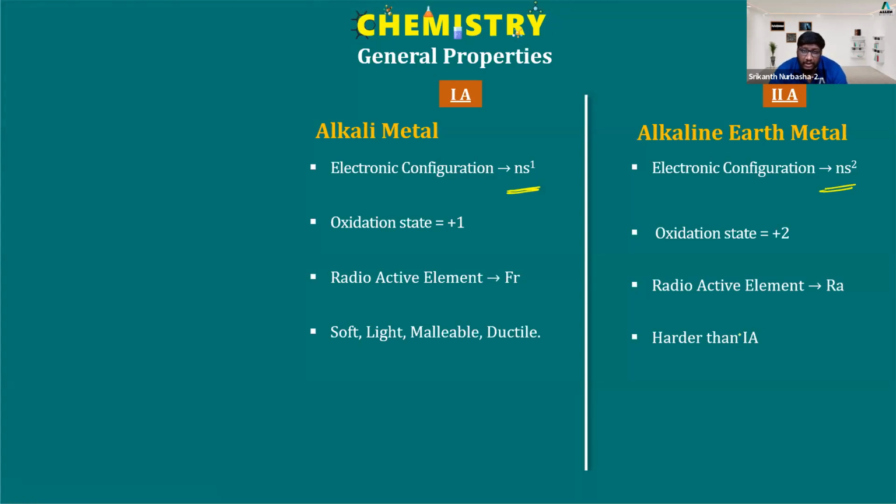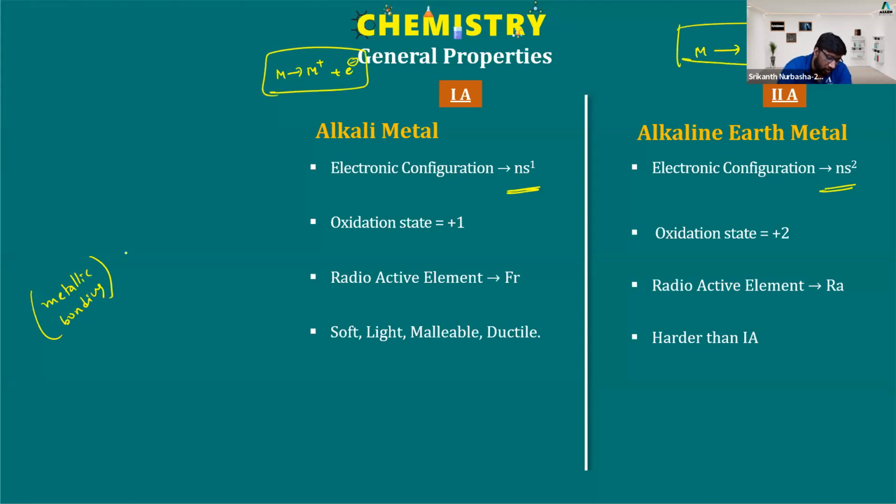Why? Think of metallic bonding. Metallic bonding is the electrostatic force of attraction between metal kernels and the free electrons. Every group 2 metal, M, gives M2+ and 2 electrons, so more free electrons are given out, whereas group 1 gives only 1 electron. More free electrons means stronger metallic bonding. So metallic bonding is directly proportional to the number of free electrons.